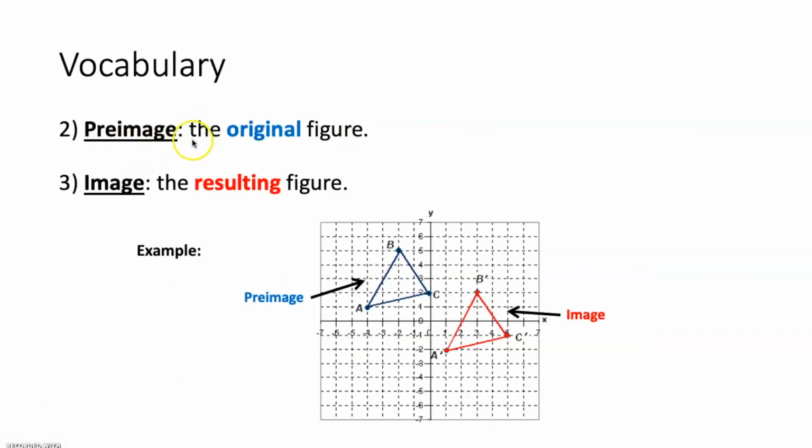Now, the pre-image would be the original figure. So that's our starting figure. Like when we saw here, triangle ABC, that's our pre-image, the original starting figure. The image then would be the resulting figure. That's what happens after you transform your pre-image. So some type of transformation happens to your pre-image, triangle ABC, and we end up with the image, triangle A prime, B prime, C prime.